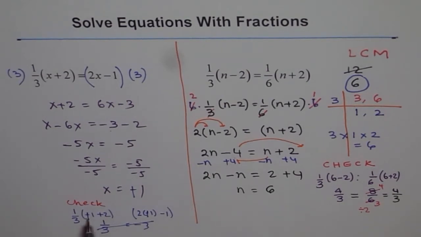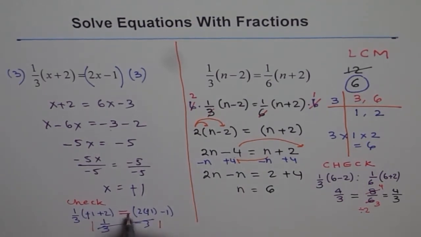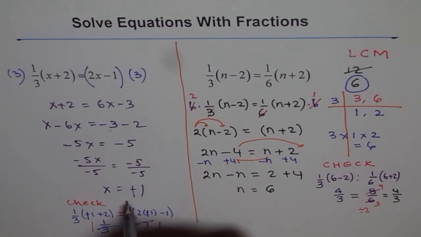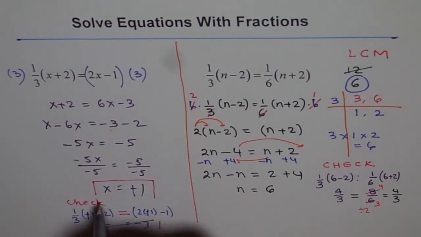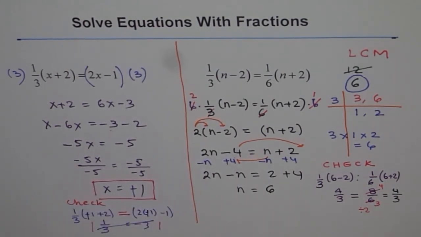Let's check. So 1 plus 2 is 3. 3 divided by 3 is 1. Correct. Now how about this? 2 minus 1 is also 1, and they are equal. So that's how you do it. See, we found our mistake. Correct? So it is a good idea to always check. Perfect. And that's a learning lesson.